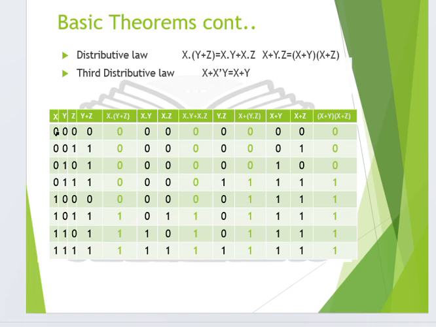Now X and Z. So for first four cases the value of X is 0, so anyhow the X and Z will be 0. For the fifth case, the value of Z is 0, so again 0. Sixth case, both are 1. This X is also 1 and Z is also 1, so we have got 1 here. Seventh case, the value of Z is 0, so we got 0. And for eighth case, both are 1, so we got 1.